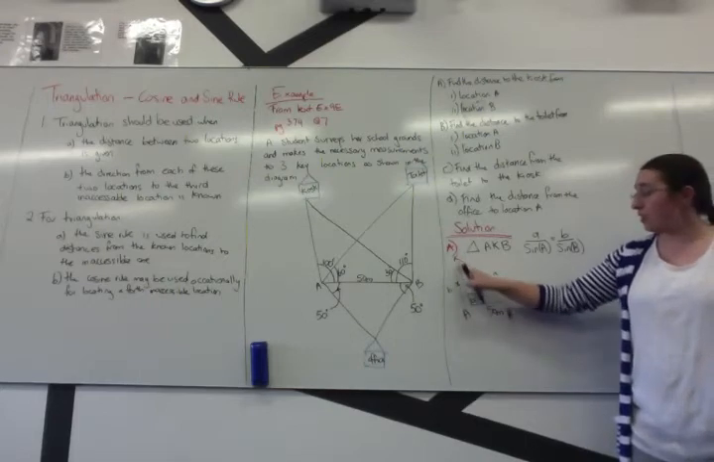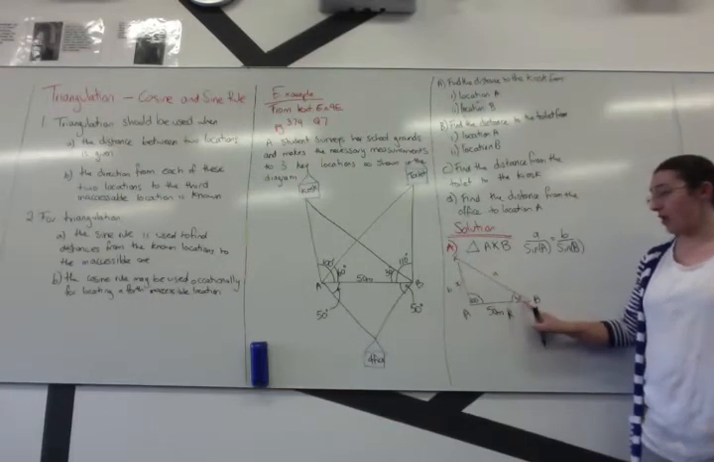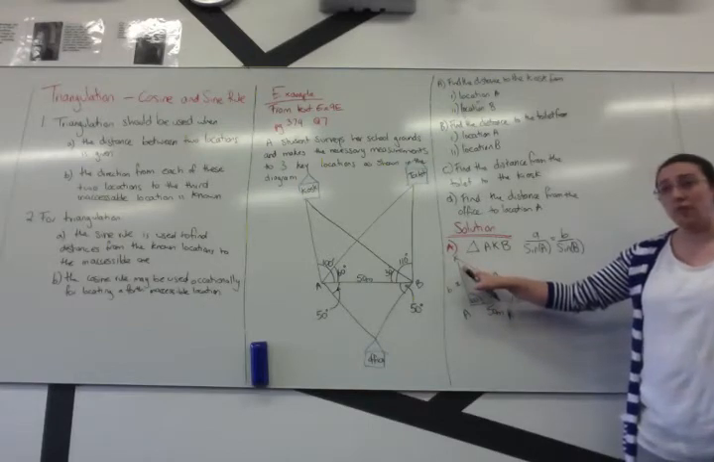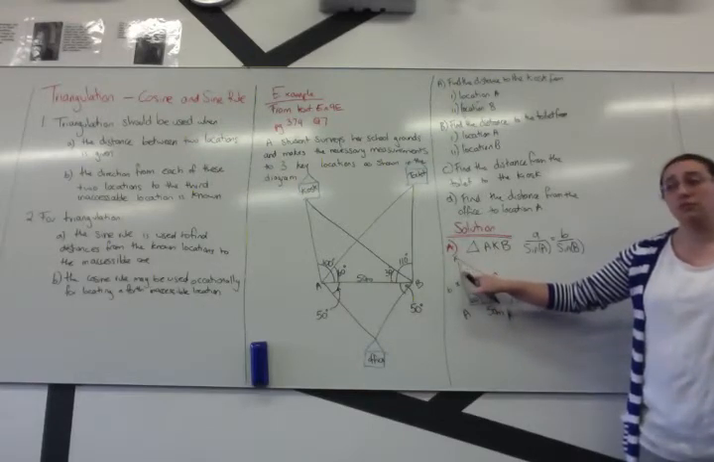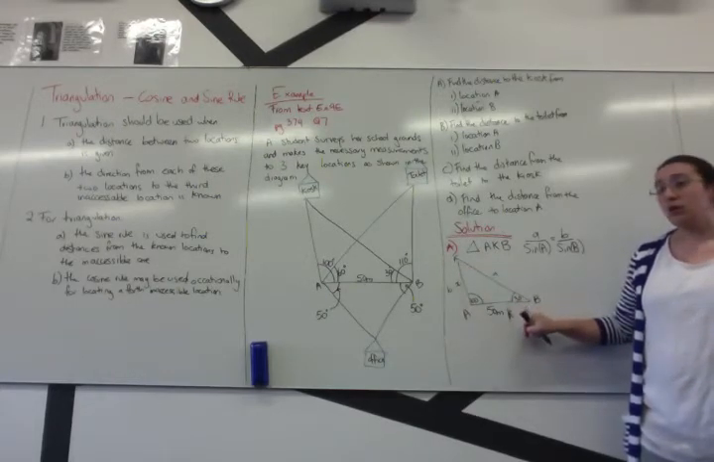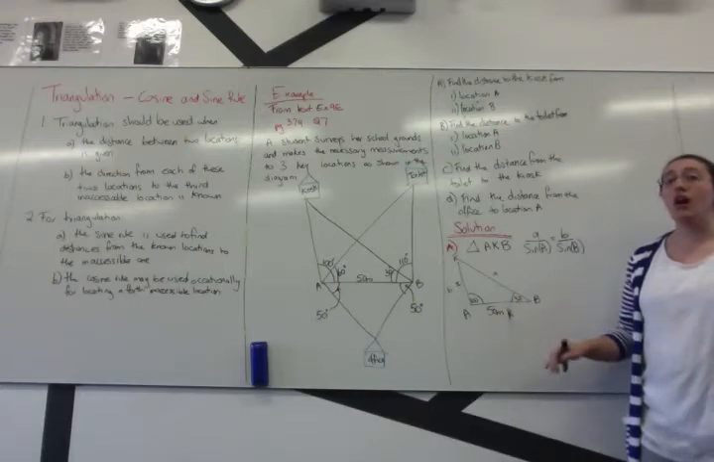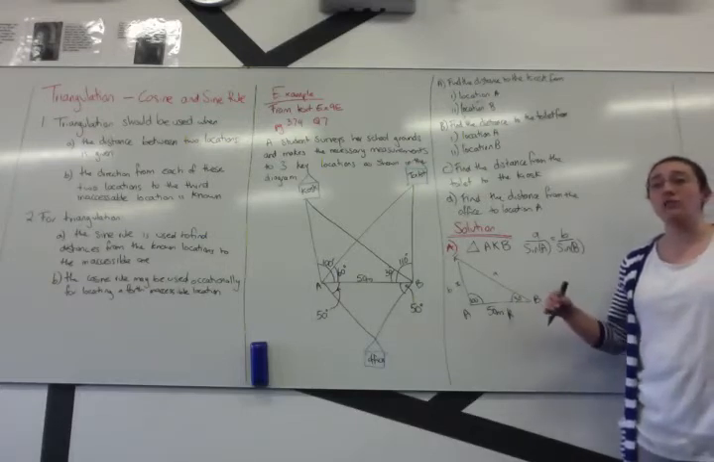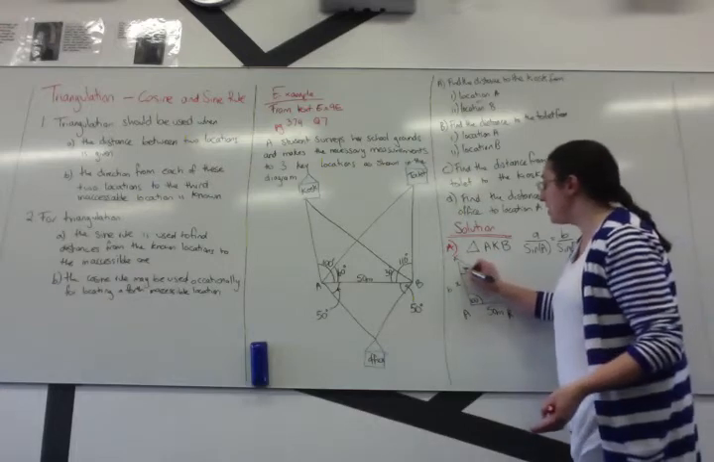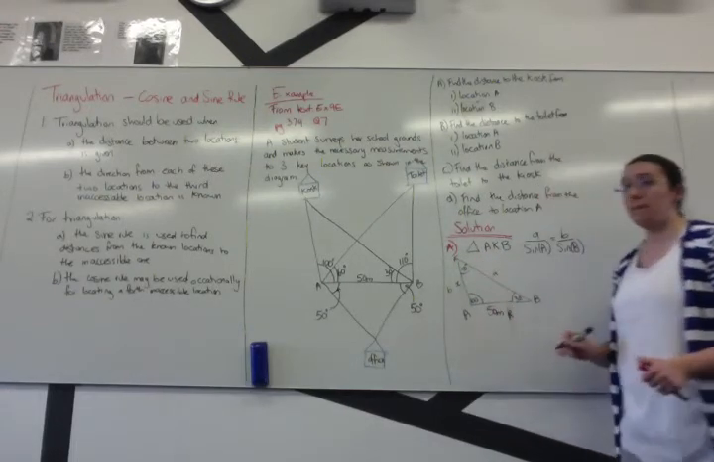So if I'm looking for this side, I need this angle. Can you find it? Yes. What is it? It's 180 minus 100 minus 30. So 180 minus 100 is 80, minus 30 is 50. Meaning that this is actually 50 degrees.